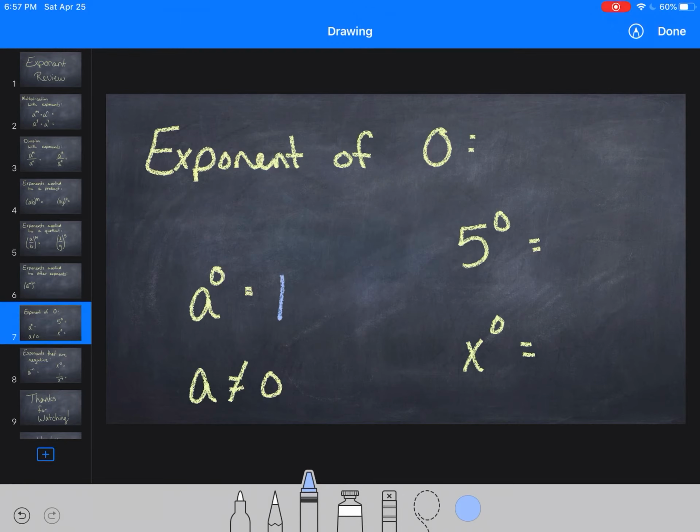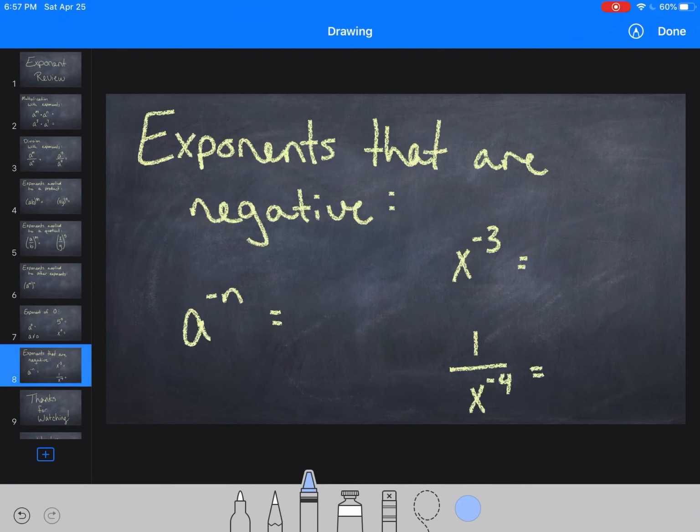Anytime we have an exponent of 0, we need to know that it's always equal to 1. So if I have a to the 0, it's going to automatically equal 1. As long as our base is not 0, this applies every single time. So if I have 5 to the 0, I would end up with a 1. If I have x to the 0, I would end up with a 1.